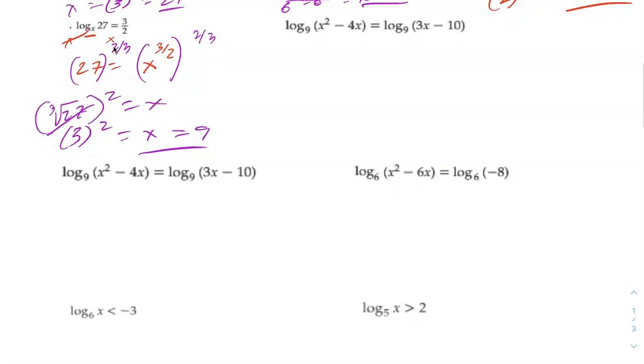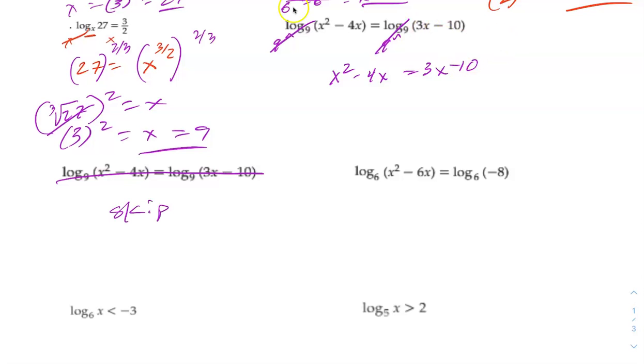The next one. So this is why I don't like to rewrite all the time, because you can't rewrite this. The way you get rid of these is you go log equals log, you take the base of both sides. Now what happens when you do that? They just cancel out, and you just get x squared minus 4x equals 3x minus 10. And now we have a quadratic. By the way, this is the same question. We're going to skip that one. It's the exact same question.